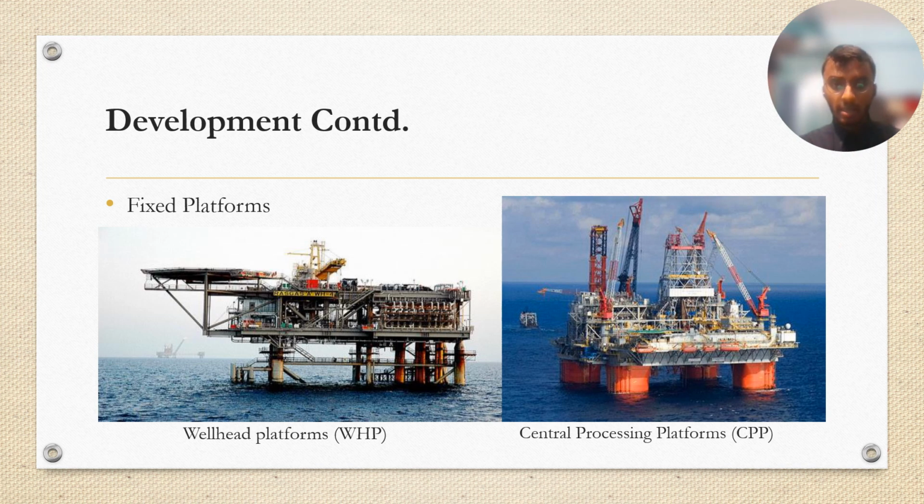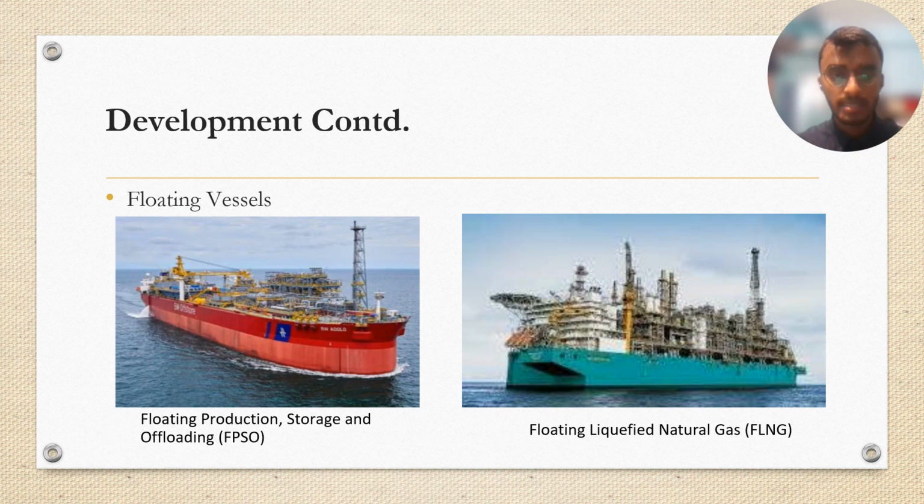In this slide, as you can see, there are two pictures of fixed platforms. On the left side is the wellhead platform, and on the right side is the central processing platform. On this slide, you can see floating vessels. On the left side is the floating production, storage and offloading type, which is in short known as FPSO, and on the right side is floating liquefied natural gas, which is in short known as FLNG.